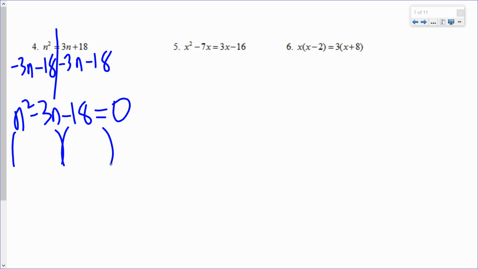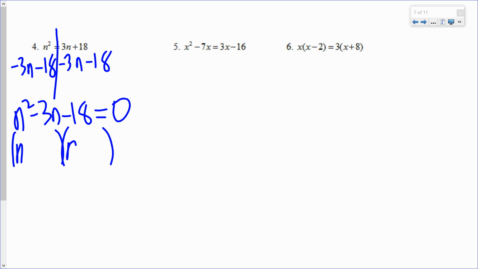I'm going to let you take it from here. I'm going to give you about 45 seconds to a minute. I'll give you a minute to factor it and set each factor equal to 0. Okay, if you need more time, feel free to pause it.